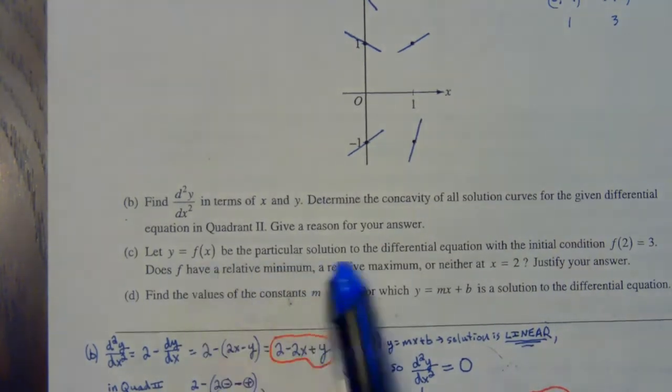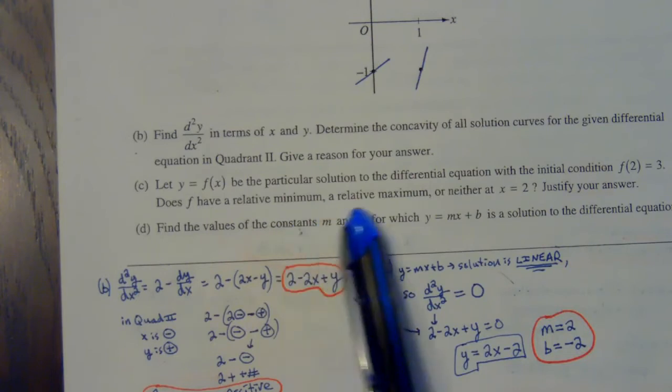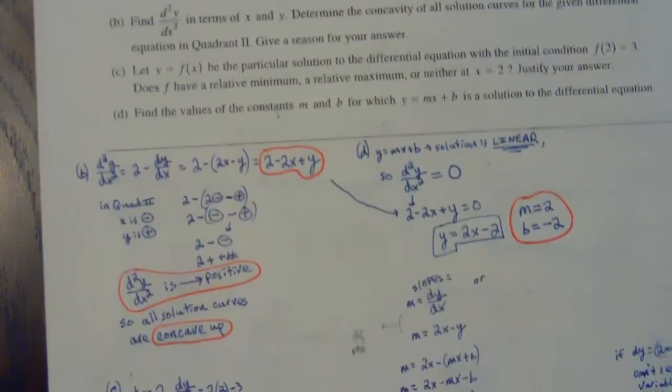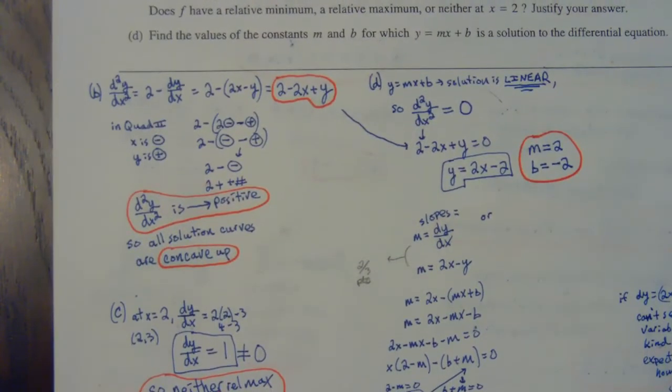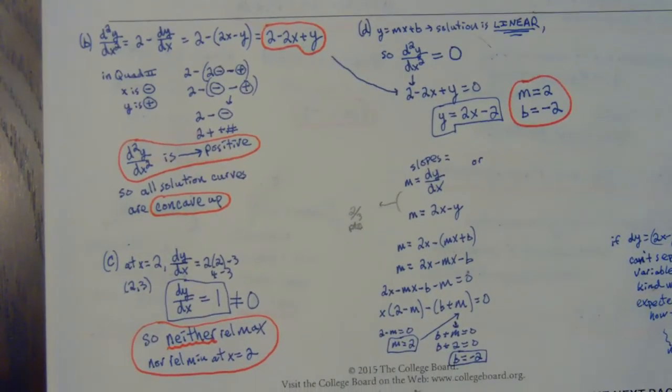And notice it doesn't tell us to find that particular solution. It just says, we have this original function, and we just want to know, does it have a relative max, a relative min, or neither at x equals 2. So we got to think about what makes something have a relative max or a relative min. That's where the first derivative is equal to 0 and changes its sign, or we can use the second derivative test. The second derivative test tells us if our first derivative is 0 and our second derivative is positive, we got a relative min. If our first derivative is 0 and our second derivative is negative, then we have a relative max. You can look at that again on your blue packet if you need to.